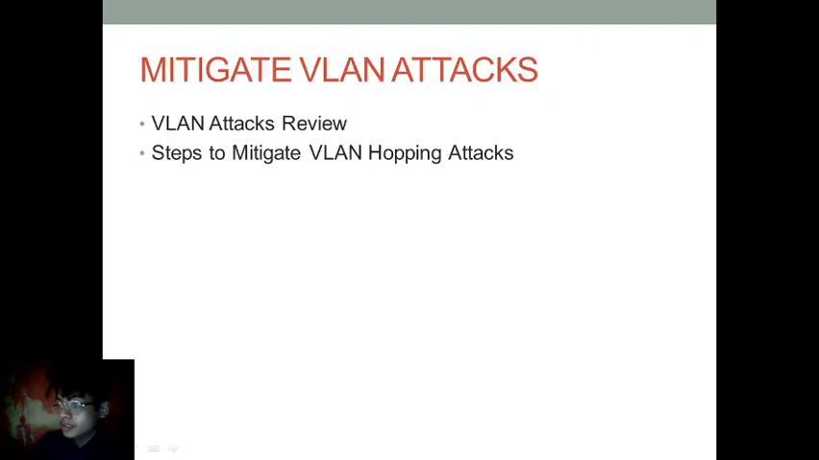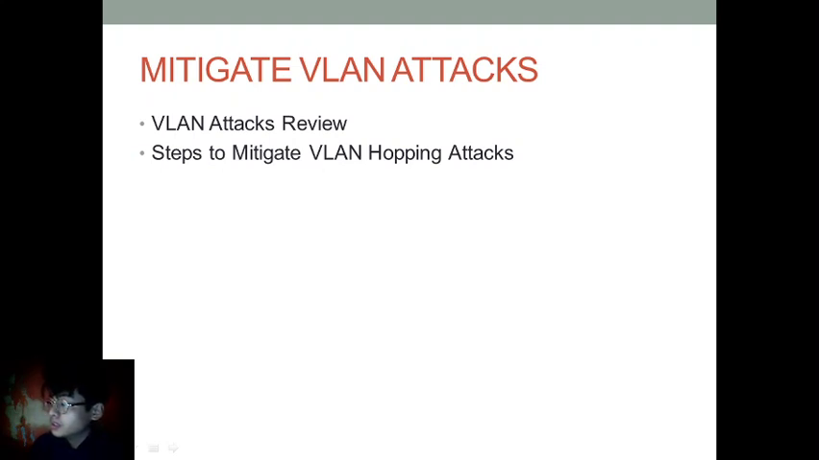Then let's go to the next one, which is mitigate VLAN attacks. The VLAN attacks review. As a quick review, a VLAN hopping attack can be launched in one of three ways. Spoofing DTP messages from the attacking host to cause the switch to enter trunking mode. From here, the attacker can send traffic tagged with the target VLAN. The switch then delivers the packets to the destinations.